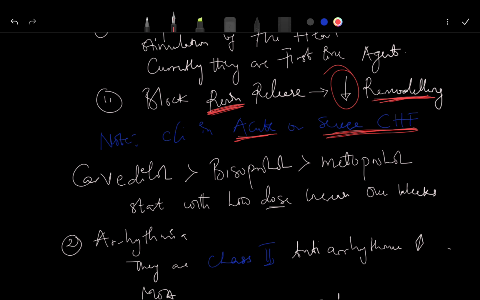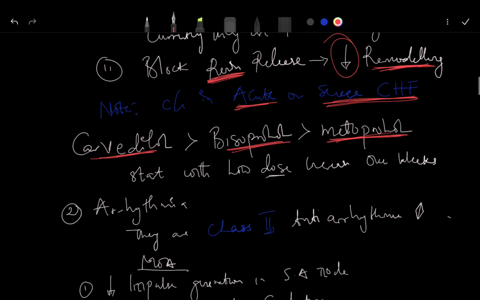Now, what are the beta blockers that we give? There are three main ones. We have carvedilol, bisoprolol, and metoprolol. These are the three ones we do give. Among these three, carvedilol is most preferred.